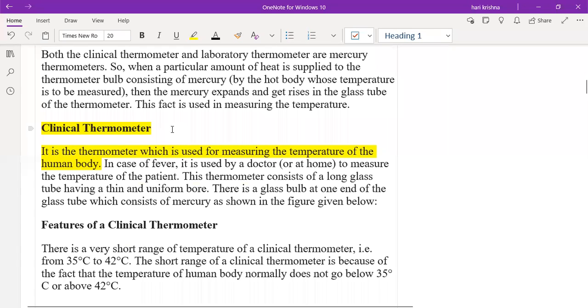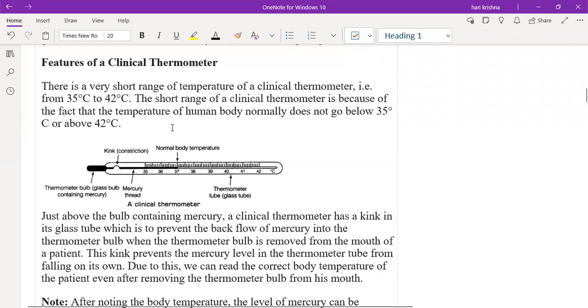Good. Generally, a clinical thermometer is a thermometer used for measuring the temperature of the human body. Most of the time it is used by doctors, or it is available at homes also to measure the temperature of patients. Sir, and it's not used for anything else because its limit is so low.